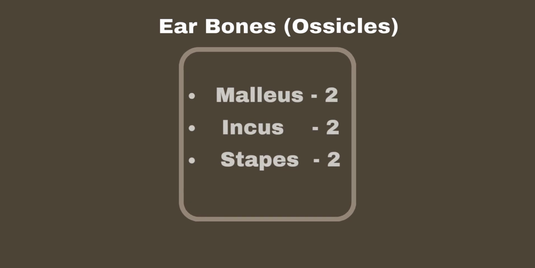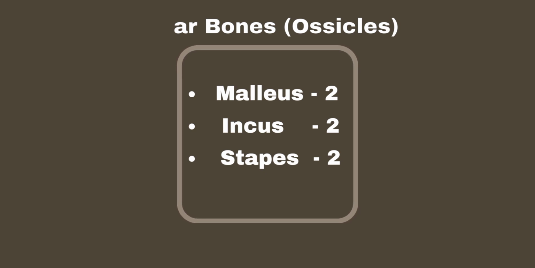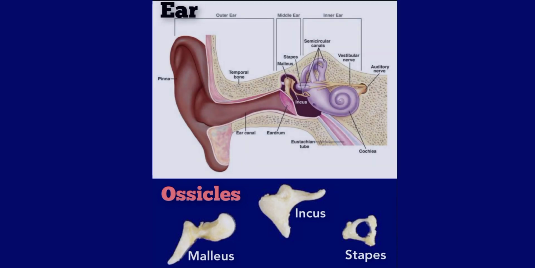Ear bones or ossicles. There are 3 small bones in our body which are malleus, incus and stapes. Ossicles are present in the middle ear. Among these 3 bones the smallest bone is stapes.